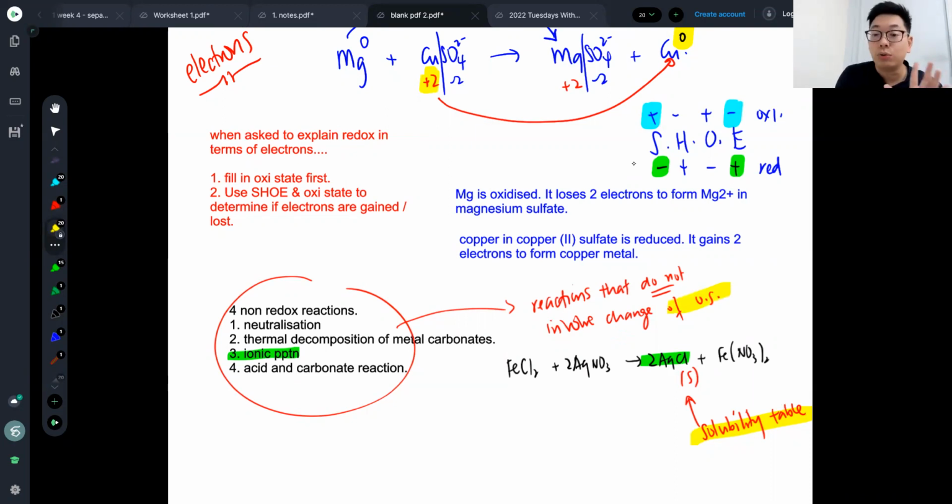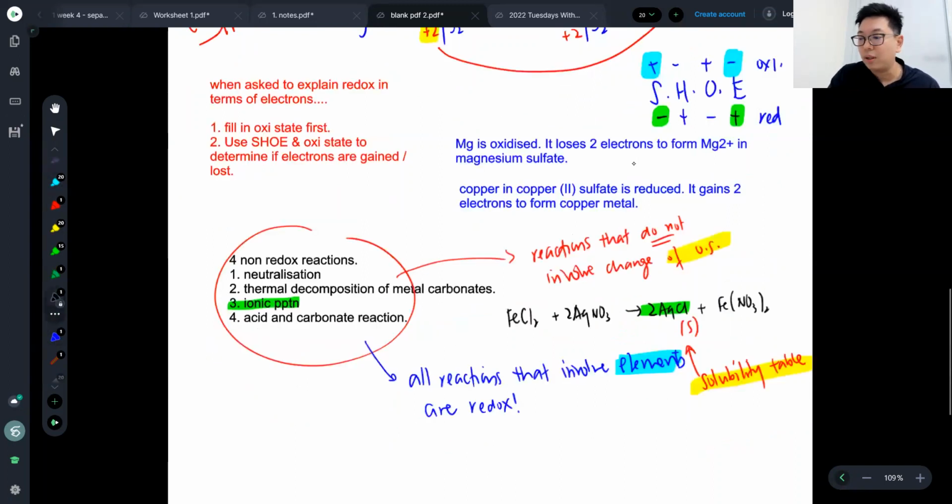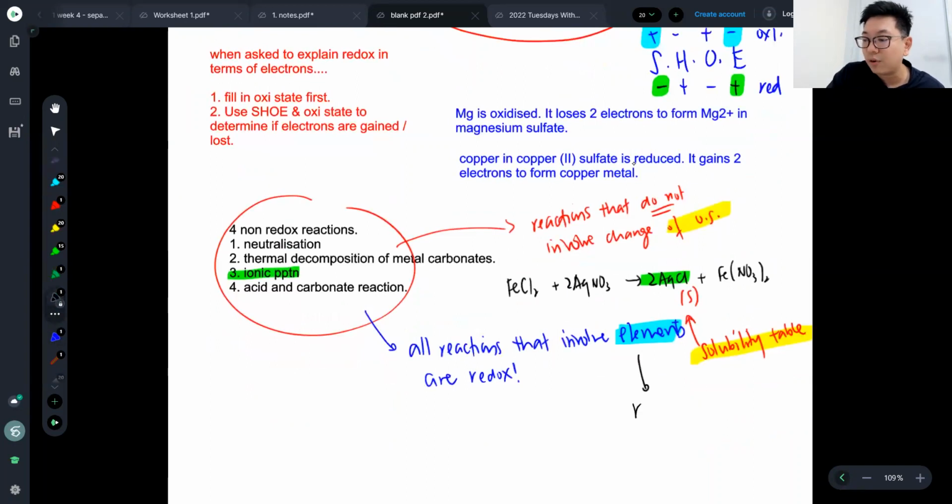And there is a cheat code to this as well. What's the cheat code? All reactions that involve elements are redox. Every time you see an element form as a reactant or a product, every time you see an element in the balanced equation, confirm redox.